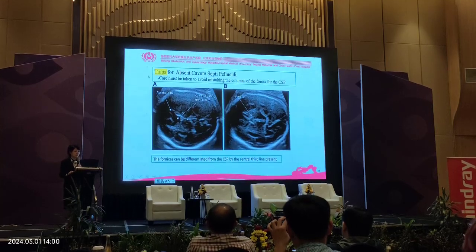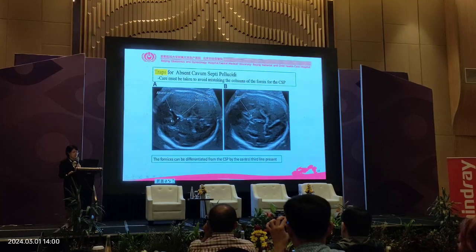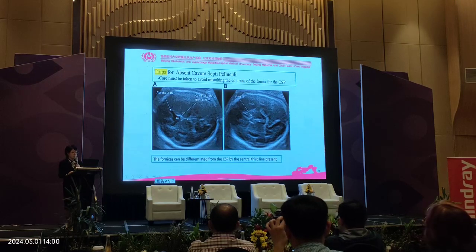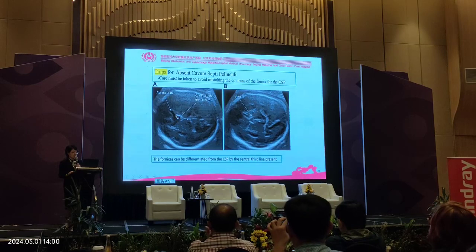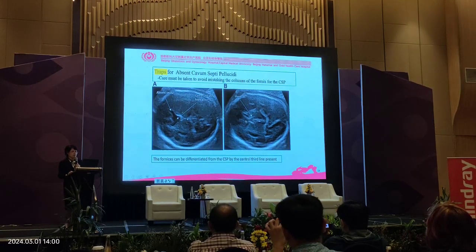It's also a test for the CSP. The absent septum here, we can see the picture. It's a cystic structure in the midline. It's a communicating frontal horn. The fornix can be differentiated from the CSP by its central three lines. It's the fornix here, so we should take care.